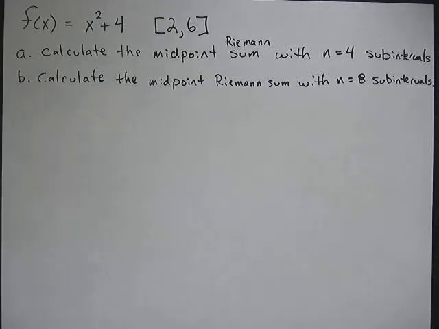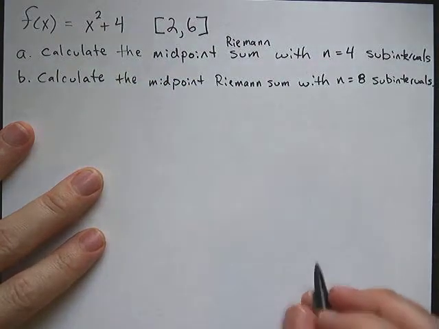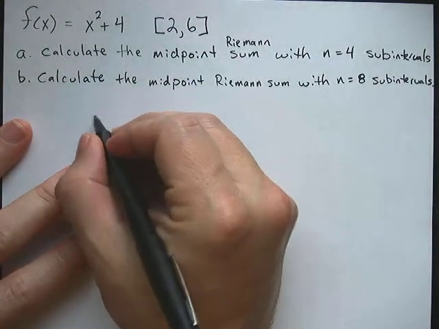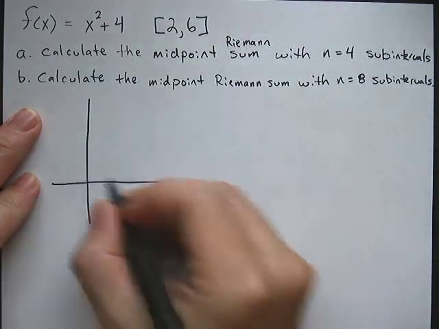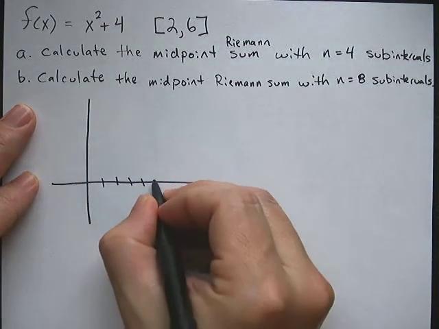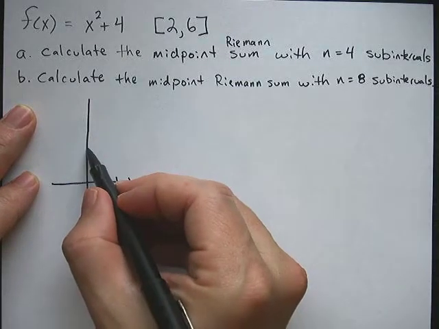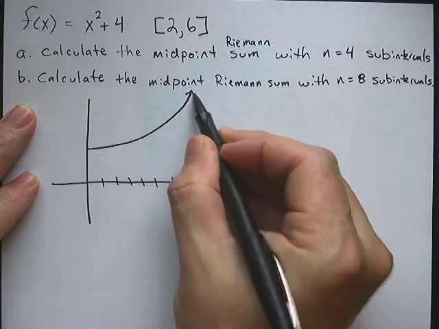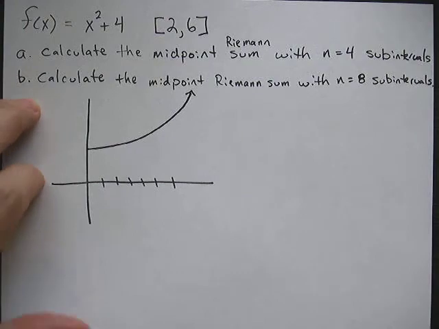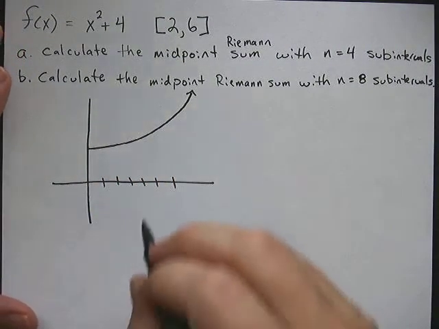Okay, so first thing we need to look at is the graph of this thing. This is a parabola that's been shifted up 4. To get an idea of what this looks like on the interval 2 to 6, let's draw it out. It's been shifted up 4, so we'll say right here. That's not completely accurate in terms of how fast this graph is going up, but it will give us a better visual representation.